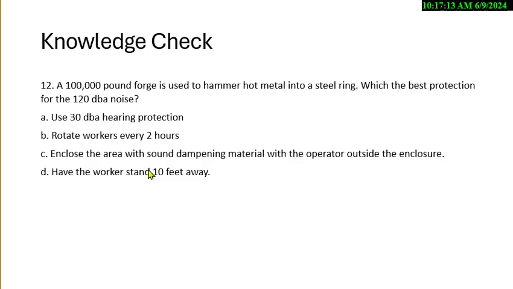Another complicated question. A 100,000 pound forge is used to hammer hot metal into a steel ring. Which protection is best for the 120 decibel noise? A, use 30 decibel hearing protection. B, rotate the workers every 2 hours. C, enclose the area with sound dampening material with the operator outside the enclosure. D, have the worker stand 10 feet away.